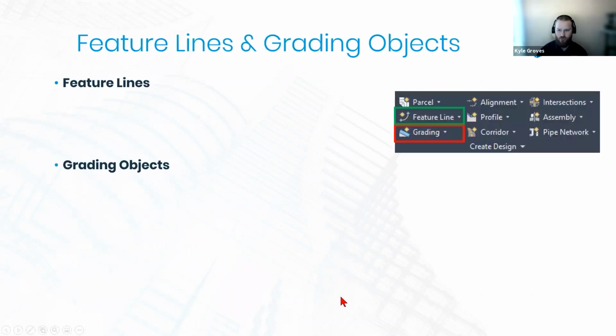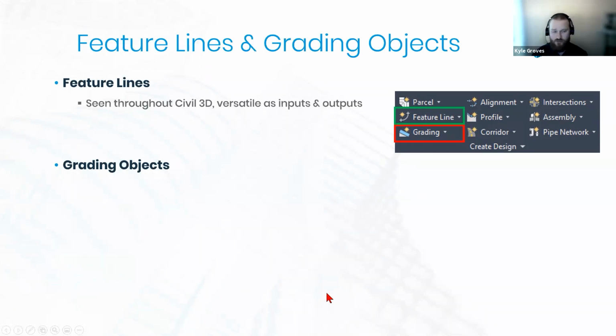So with that, getting into things, we've got our Civil 3D feature lines and our Civil 3D grading objects. These are tools that have been available for a very, very long time inside the software. I've been using them since version 2014, and I've always seen these up in my ribbon. Civil 3D feature lines are everywhere inside the software. They're not only inputs for things like our Civil 3D surfaces, but they're also outputs from things like our Civil 3D corridor toolset.